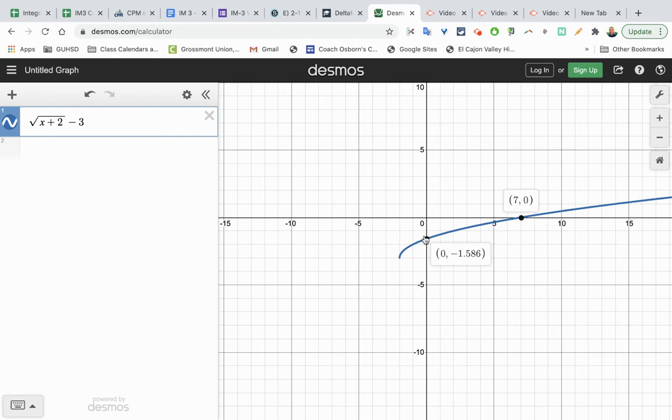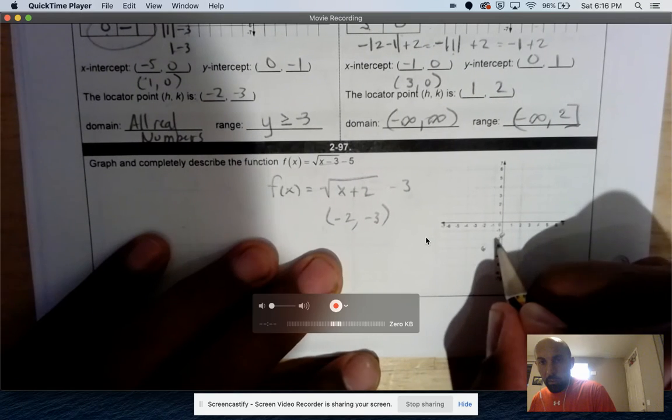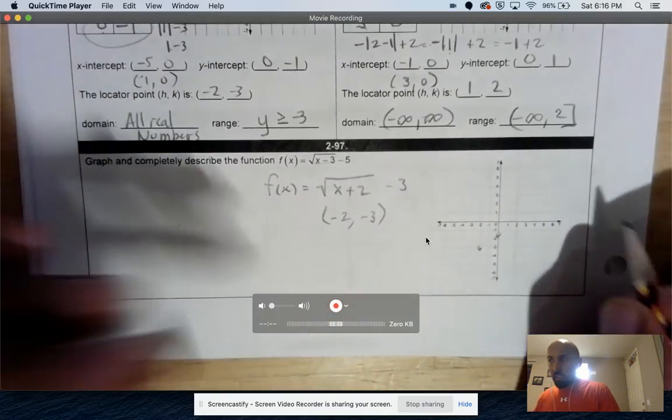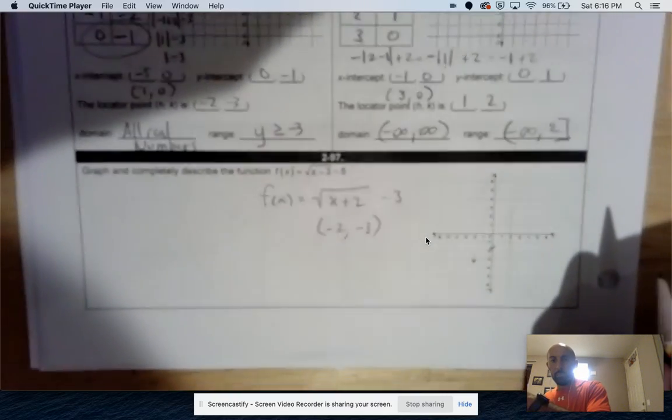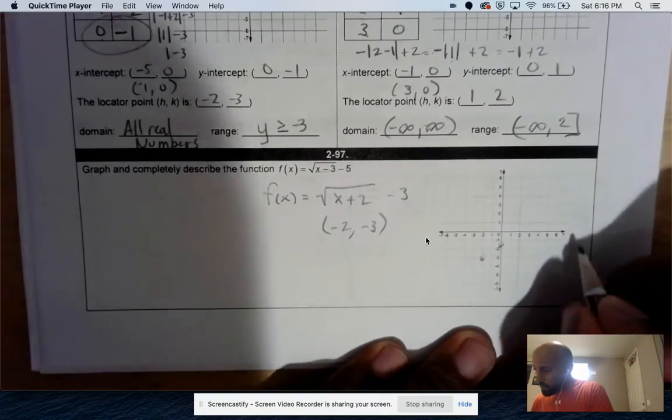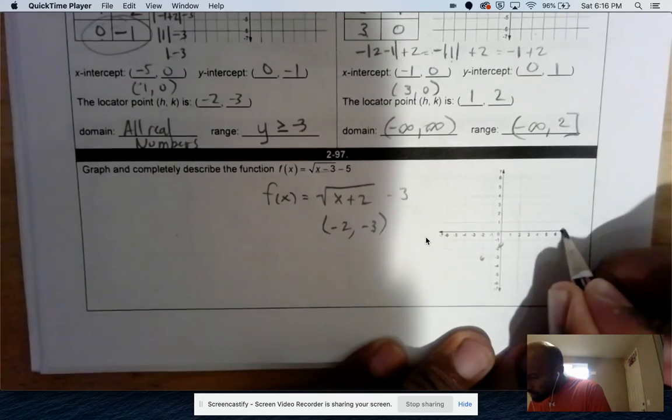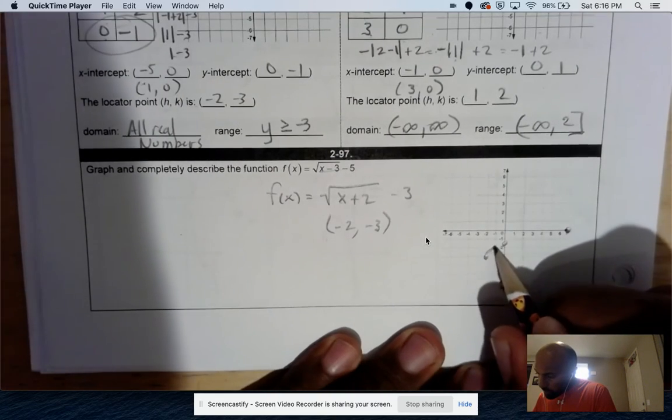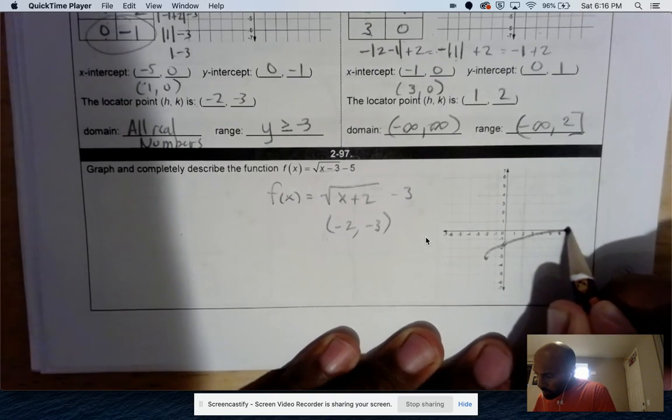So this first one's at 0 and negative 1.5. So I'll first put that on my graph, about right here. And then the 7, let's focus this a little bit. Okay, and then that's 7, 0 was here. So it curves and goes off to the right like that.